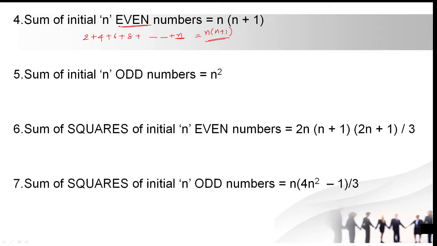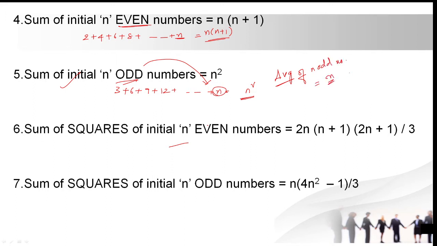Then move to the odd numbers. Sum of initial odd numbers, that is 1 plus 3 plus 5 plus 7 plus and so on plus n. Here n means odd. For this we have a formula, that is n square. For example, to find the average of this series, the average of n odd numbers, what is the formula? The formula will be just n. Why? Because what is average? Sum by number. What is the sum? n square. The total count is n. We can cancel n and we get n. So see, this formula will help you to find the average also.